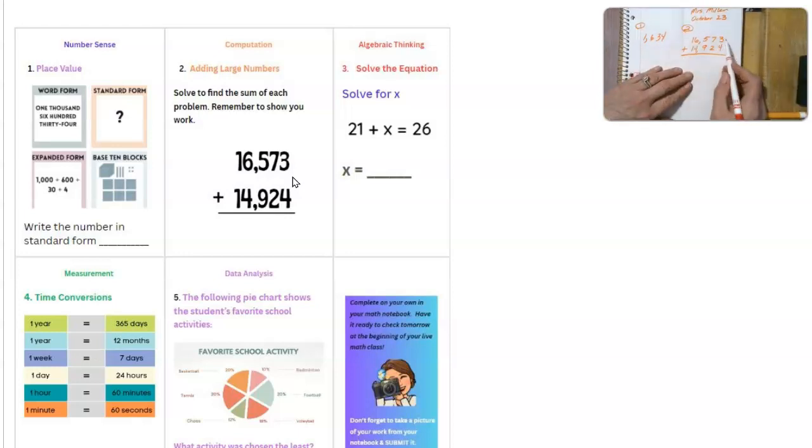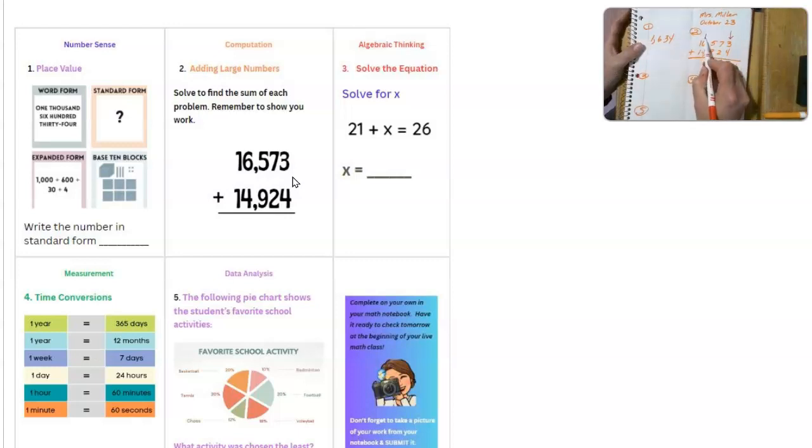that you are starting with the ones and adding 3 plus 4, that's 7. Move to the tens place, 7 plus 2 equals 9. When I get to the hundreds place, 9 plus 5, that gives me a 2-digit number. So 9 plus 5, 14. So my 4 stays here. My 1 gets regrouped or carried over to the thousands place.